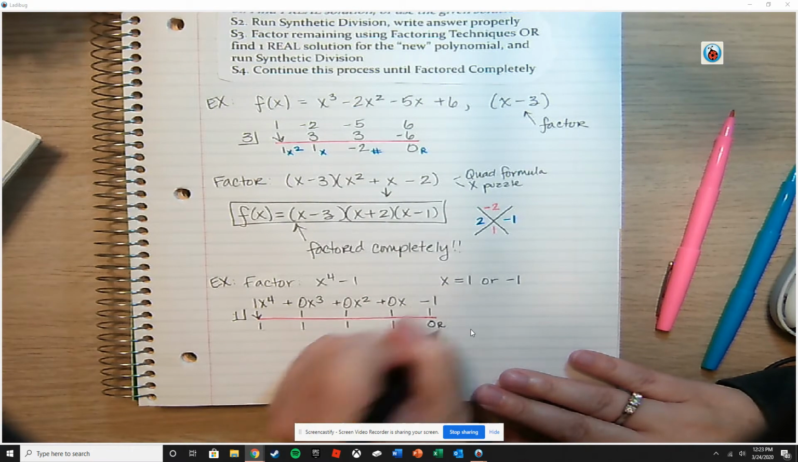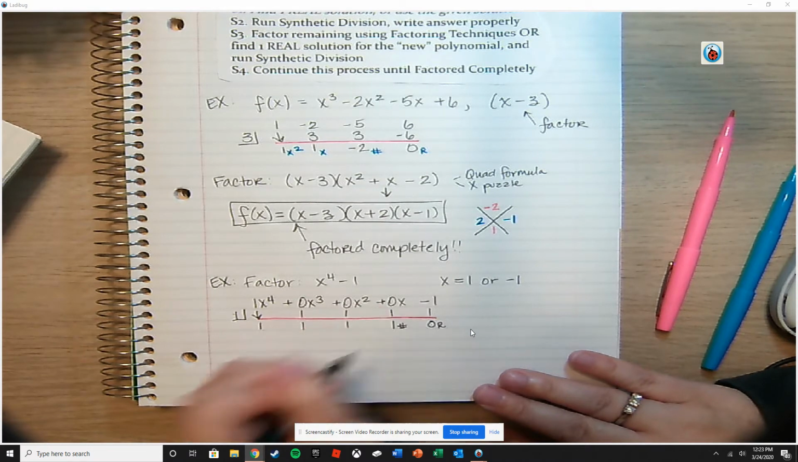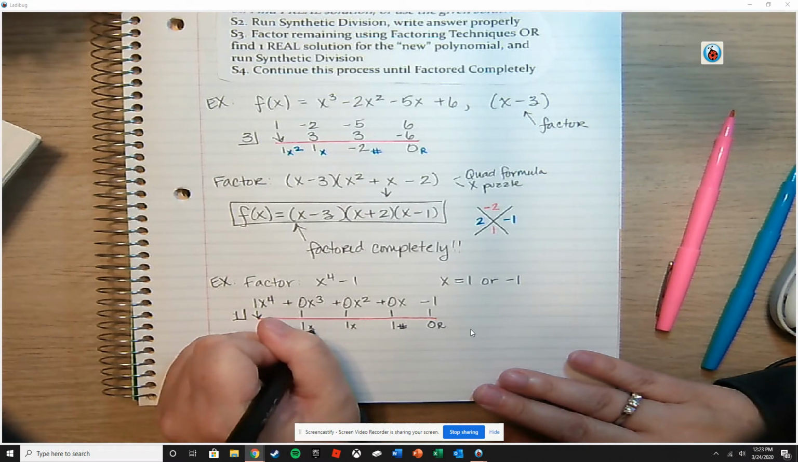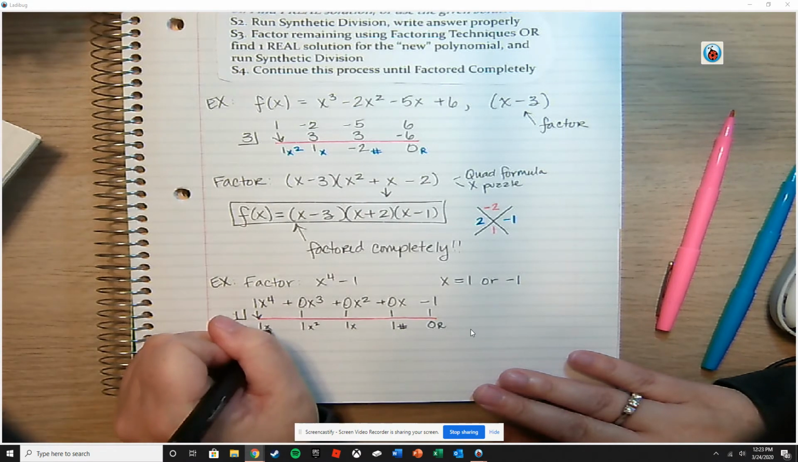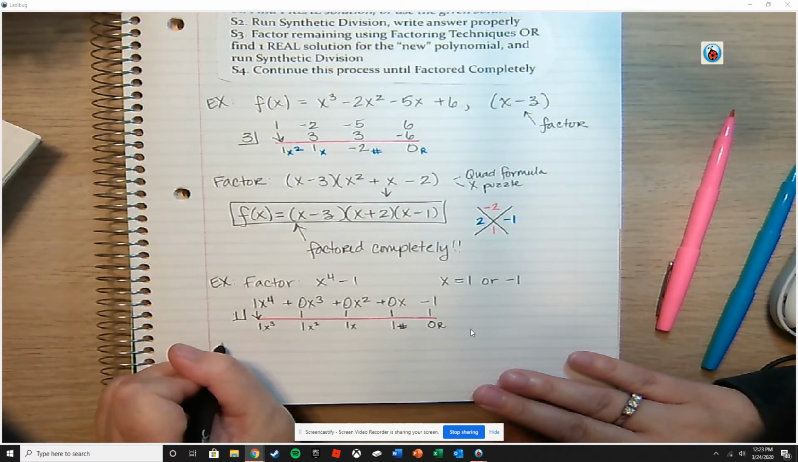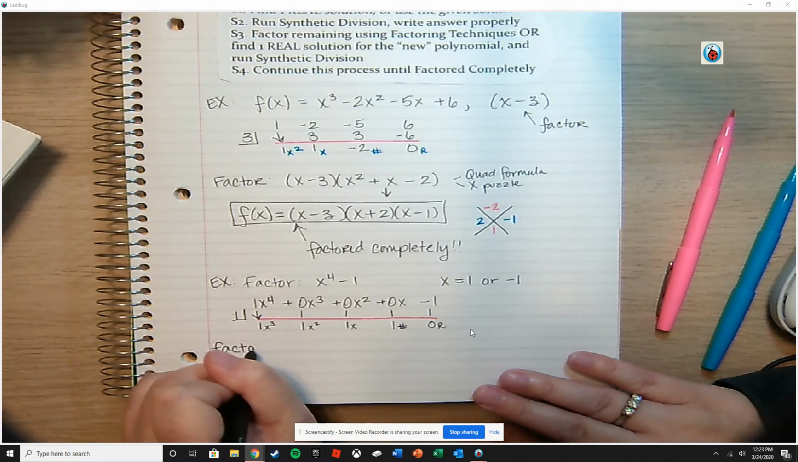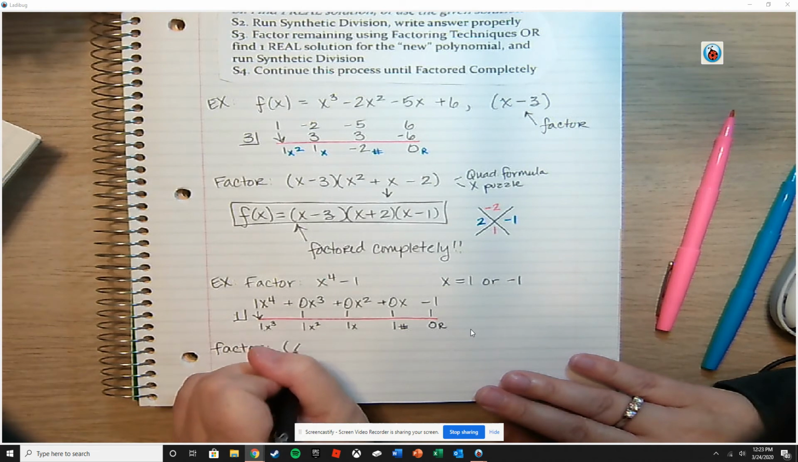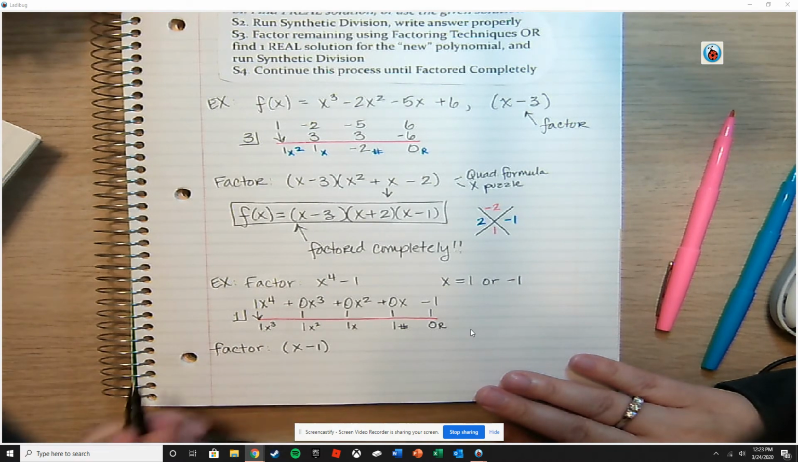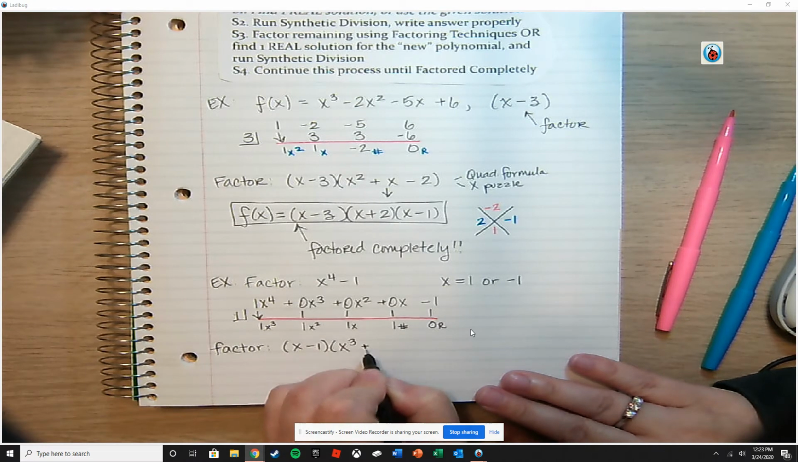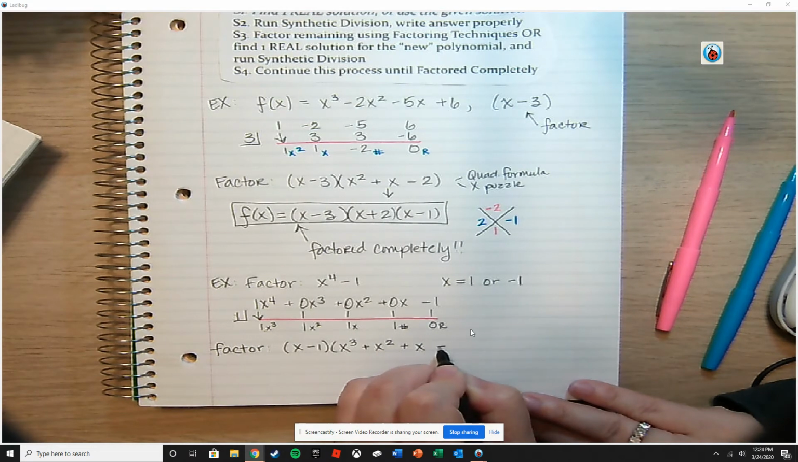So that's my remainder. This is my number term. This is my x term. This is my x squared term. This is my x to the third term. All right, so that's my first step in factoring. So in terms of factoring, since I used 1, x minus 1, and then I'm going to write out x to the third plus x squared plus x plus 1.